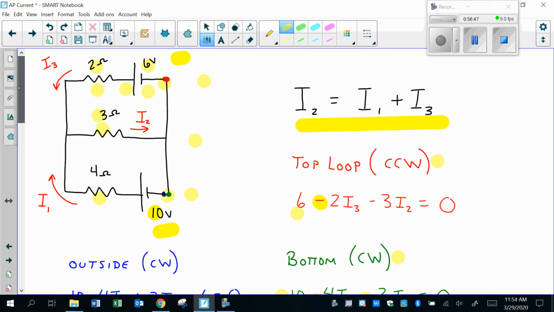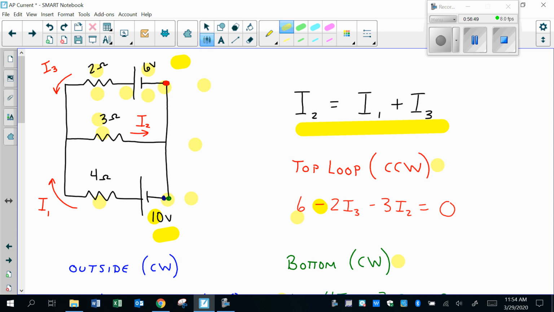Now, there is one more loop. It's the outside loop. You say, wait a second, now you're going to go against the current. That's okay. Loop rule still applies. So I'm going to start at blue. I'm going to start right down here. Here was my blue dot. That's where I'm going to start. I'm going to go clockwise.